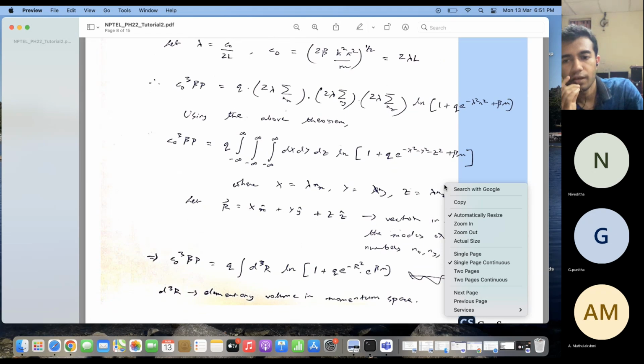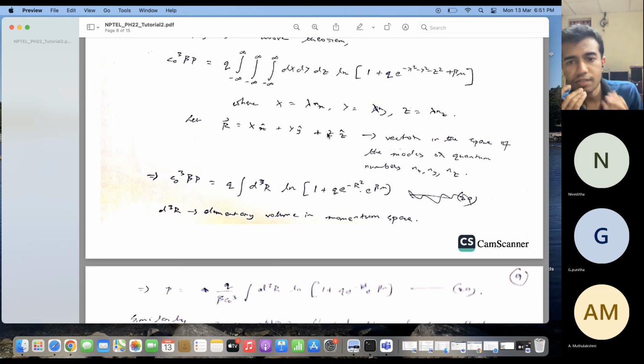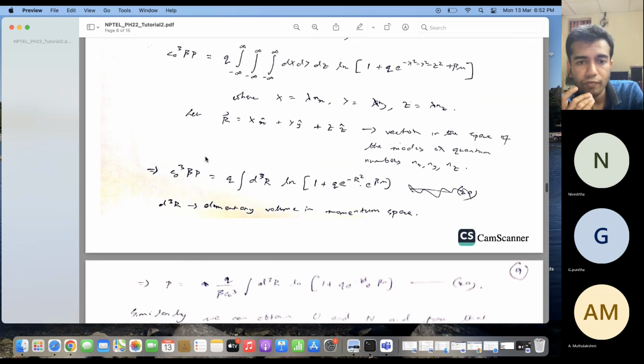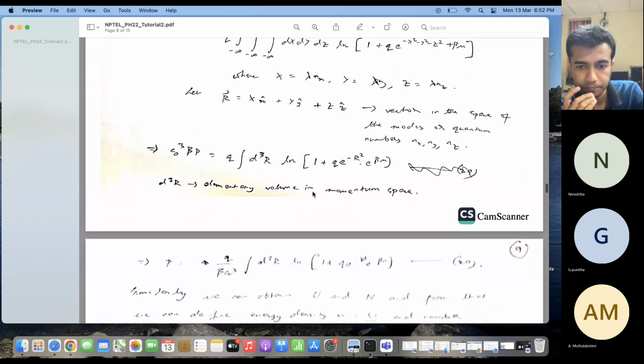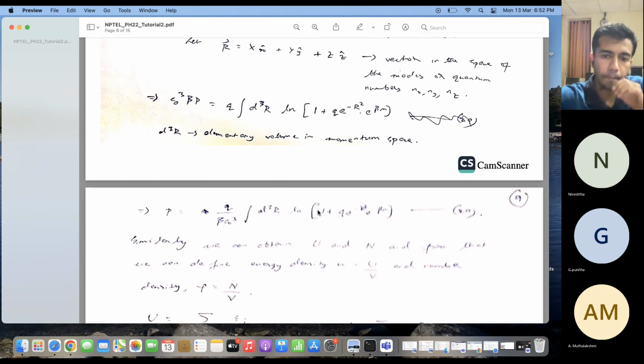Now let us define a vector R. So R is a vector in the Fourier space, or the vector in the quantum number space, that is the space of nx, ny, and nz. So R is defined as x into x cap plus y into y cap plus z into z cap. Then you will see that x square plus y square plus z square is nothing but R square. So we substitute R square over here. So then the expression for the equation of state turns out to be this. So this is the equation of state for a system of identical quantum particles which is trapped in a box.